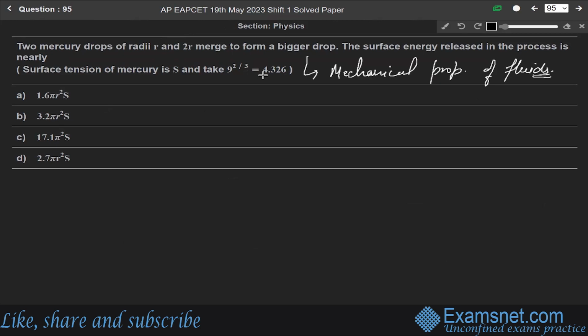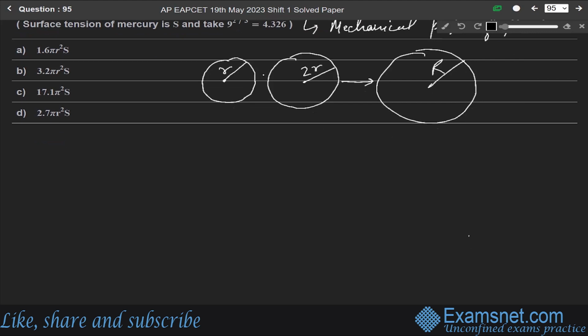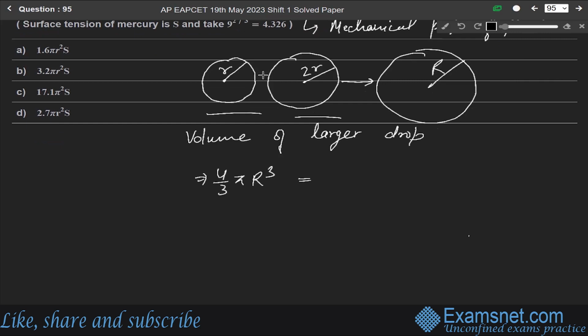Okay. Now, we are given two mercury drops, meaning let us say this is the first one having radius small r. This is the second one having radius 2r, and they merge to form a bigger drop. Let us say its radius is capital R. So the volume of the larger drop will be equal to the sum of the volumes of these two drops. So 4 by 3 pi capital R cube will be equal to 4 by 3 pi small r cube plus 4 by 3 pi 2r whole cube.